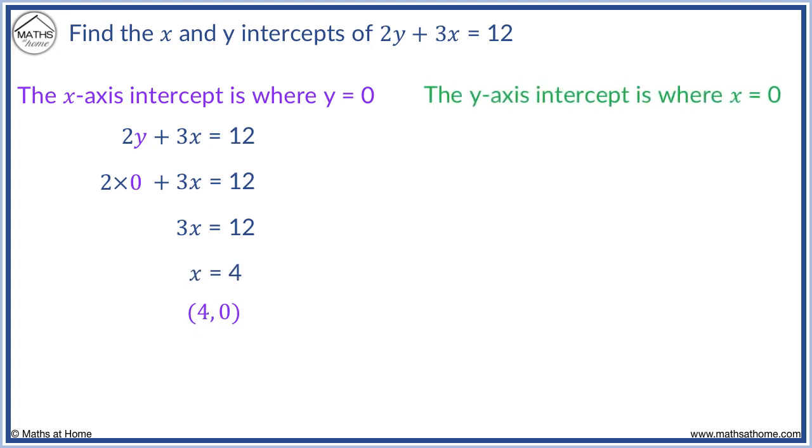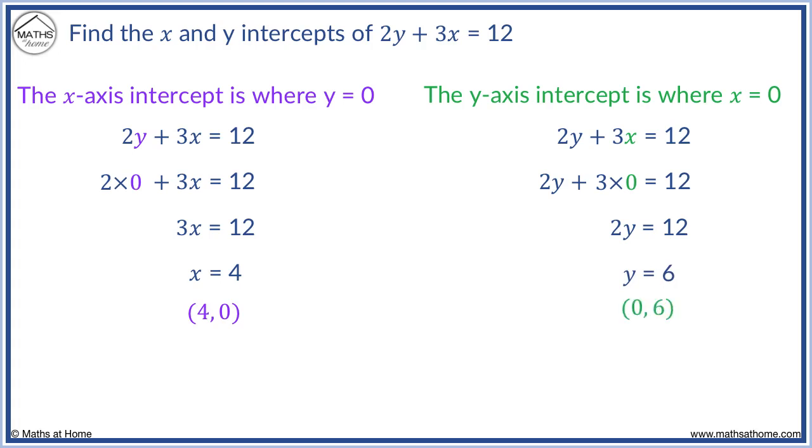The y-axis intercept is where x equals 0. We take the equation and substitute x equals 0. 3 times 0 equals 0, and so we get 2y equals 12. Dividing both sides of the equation by 2, we get y equals 6. The coordinates of the y-intercept are x equals 0, y equals 6.